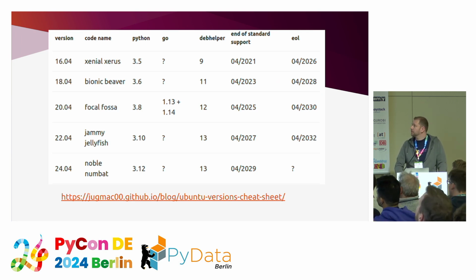So Jammy Jellyfish comes with Python 3.10, and I created this little table because I can't remember all the versions myself. But what if you want to try the latest and coolest stuff, which is only available with Python 3.12? There is no apt install python3.12 available, and there is especially no apt upgrade Python available. So each Ubuntu version usually comes with only one associated Python version.